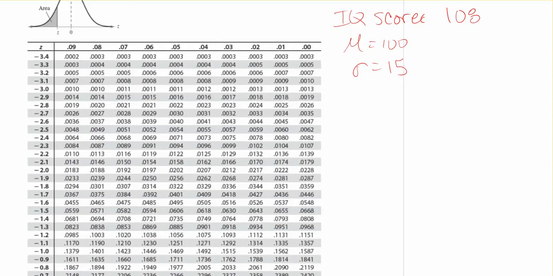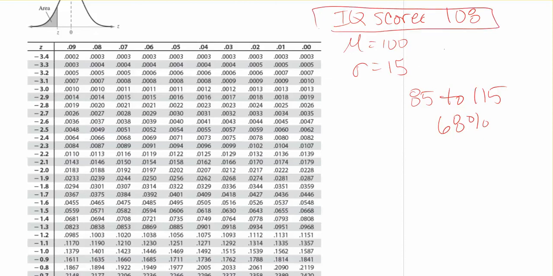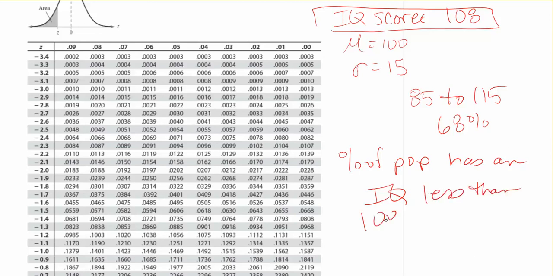Okay, rewind. Let me try that again. The best I could do back in chapter 2 was talk about from 85 to 115 is about 68% of the population. Well, what I'd like to know now is something like what percent of the population has an IQ less than 108. And because 108 doesn't fall in one of these pretty spots from chapter 2, we can't do it with our chapter 2 information.